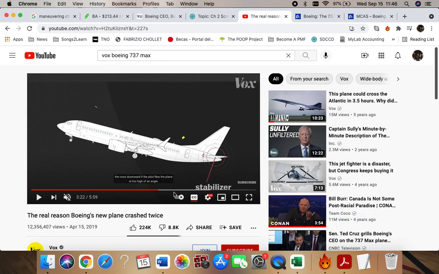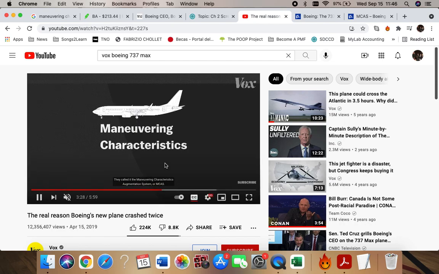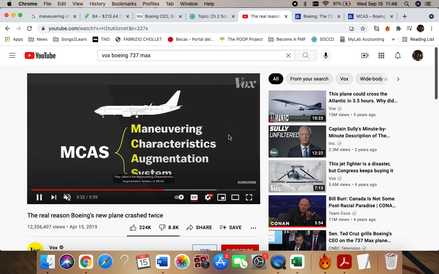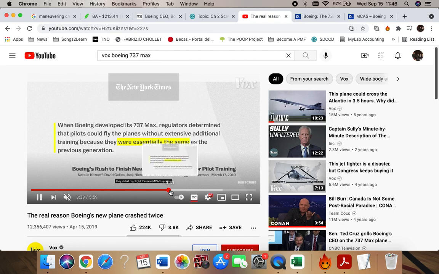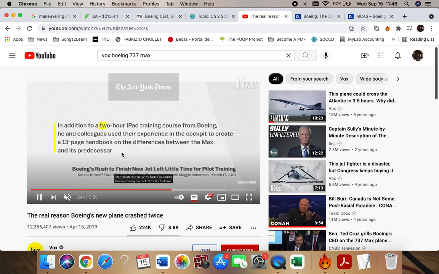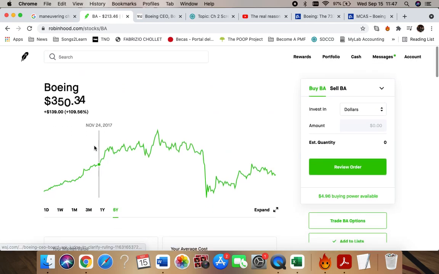The plane was not prepared for this size of engine, and pilots were not properly trained to maneuver this very complex software system. Right here, the Maneuvering Characteristics Augmentation System. This is the sensor system that Boeing developed, and it was not appropriate. The training provided for pilots was not appropriate. As you can see here, there was a 2-hour iPad training course for the pilots. So of course, since this was very complex software, and pilots were not prepared for it, it caused the deaths of 346 people.